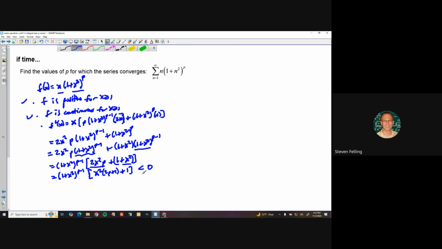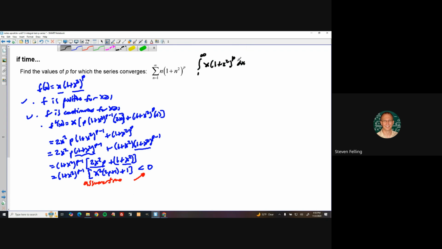Let's stop for a second and assume it's true. Okay, so I'm going to assume that this is true, and we'll finish this when we're done. And let's go ahead and just start using this. I'm going to switch colors here. So if I assume this is true, and I say there's an integral from 1 to infinity of x times (1 plus x squared) to the p dx.